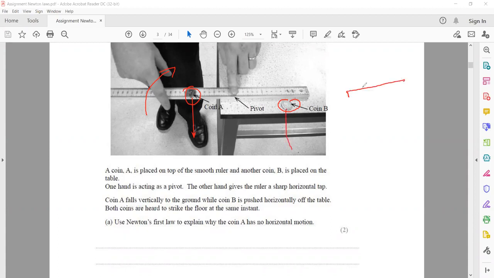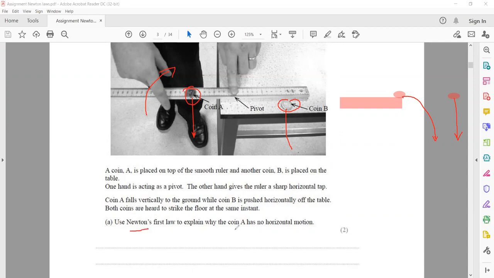This is a top view, but if we compare the side view, this is the table, with coin A placed on the ruler and coin B placed beside it. The moment we release them, coin B will follow a projectile motion and coin A will fall vertically. Coin A falls vertically while B moves horizontally. Both coins hit the floor at the same time.